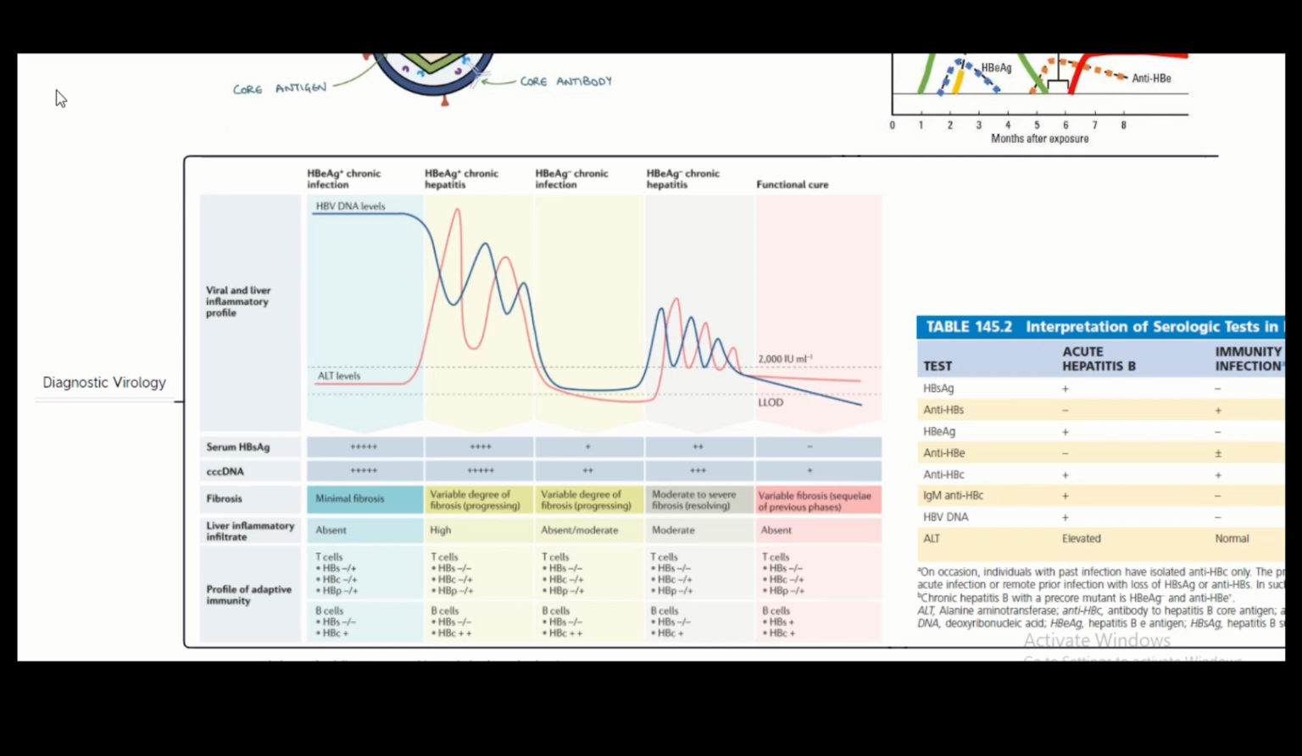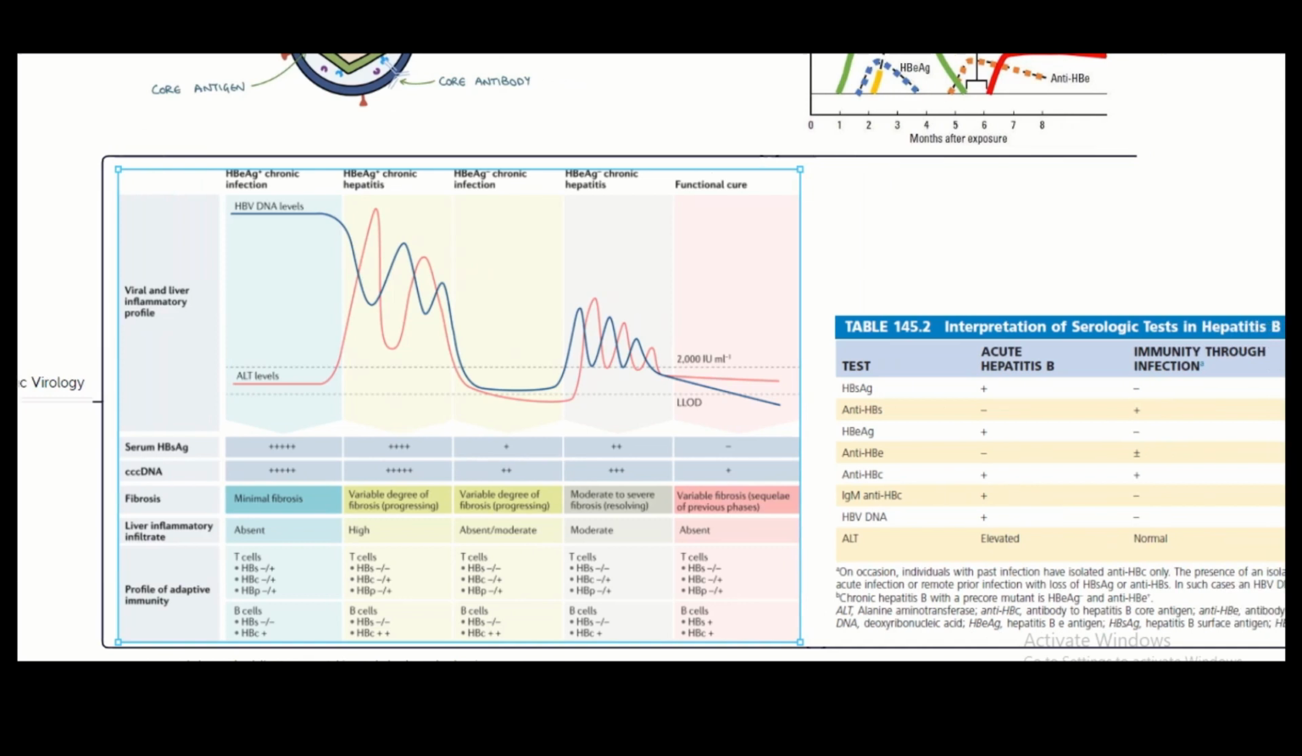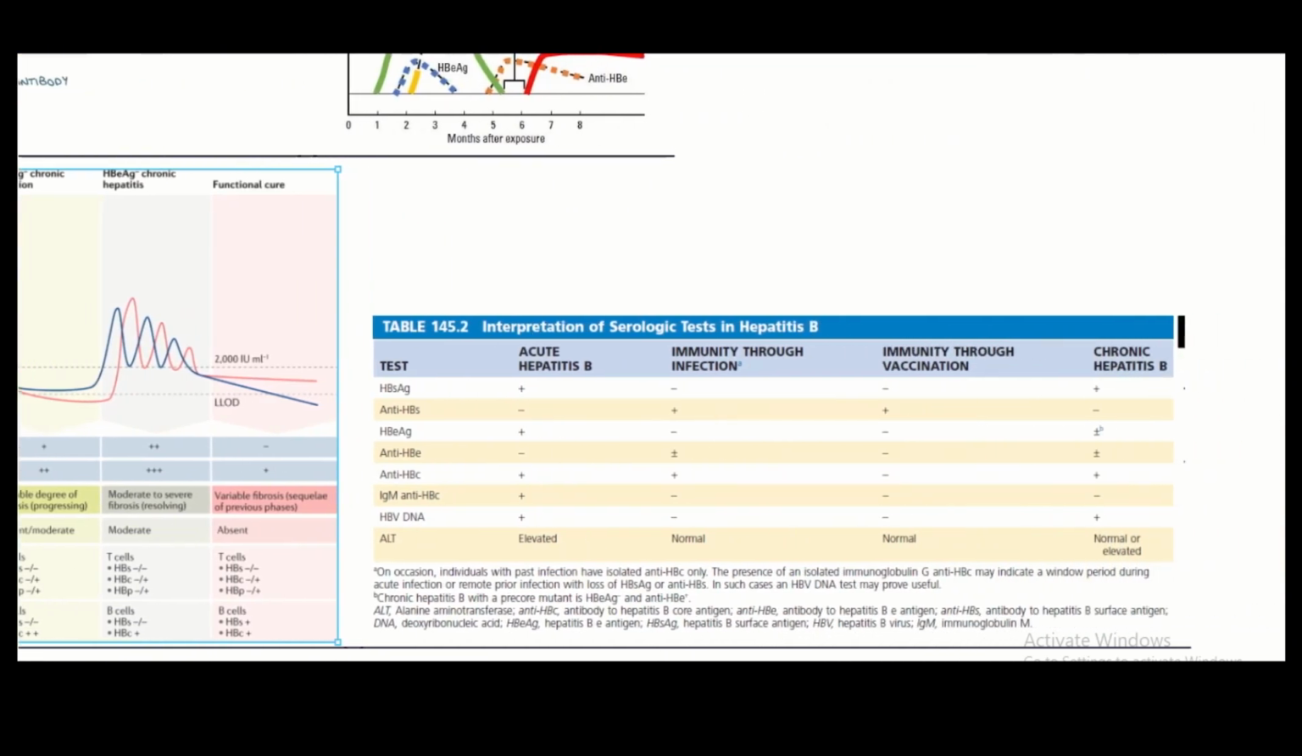The first thing we need to understand is the difference between HBe antigen positive infection and HBe negative infection. We have already talked about the old classification, and here we have the new classification with its specific differences in each serum antigen. But before going into that, it would be important to go into the basic interpretation of serological tests.